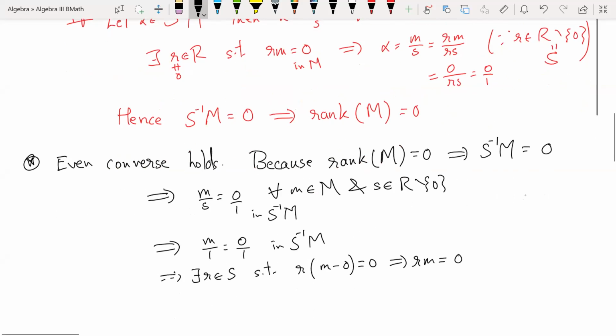But r is in S, where S is basically R minus 0. So this implies m belongs to the torsion submodule Tm. So every element of M is a torsion element. Okay, so this is true for all m in M. Any questions?